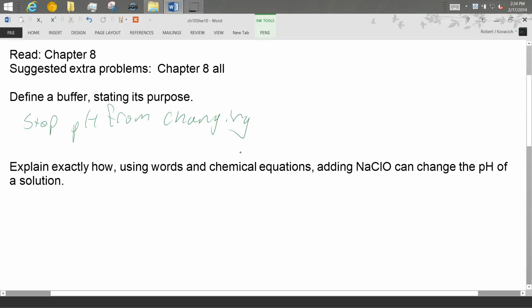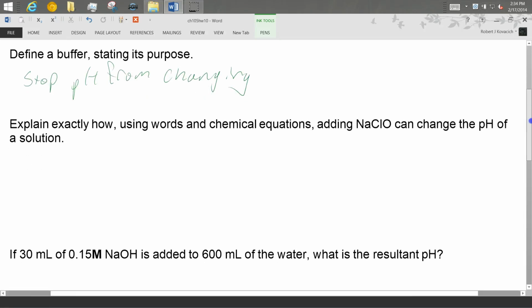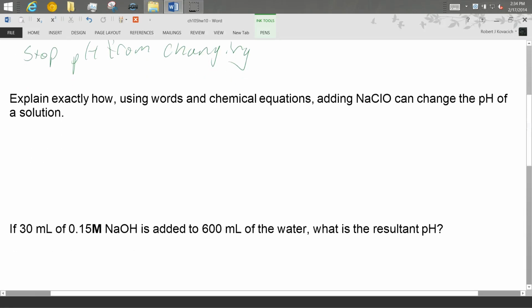All right, so we want to show how the sodium hypochlorite is going to change the pH. So if I take sodium hypochlorite, what does it do when it hits water? Is that good? It dissolves, so immediately it gets sodium ions and hypochlorite ions. Now what?